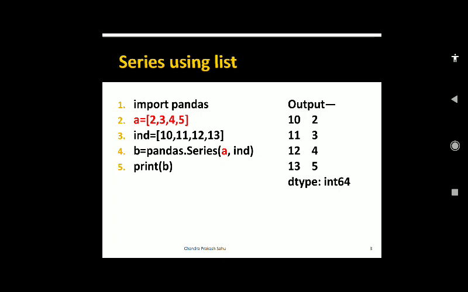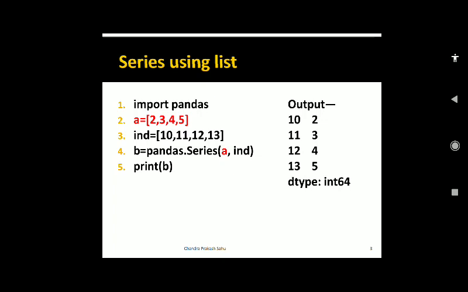So whatever list you pass as the first parameter will be treated as values for that series, and both of these lists, or whatever you pass, must have the same number of elements. At line 5 the print function has been used to print the series. Line 4 converts this list of values into the series with the index that is given in line 3.